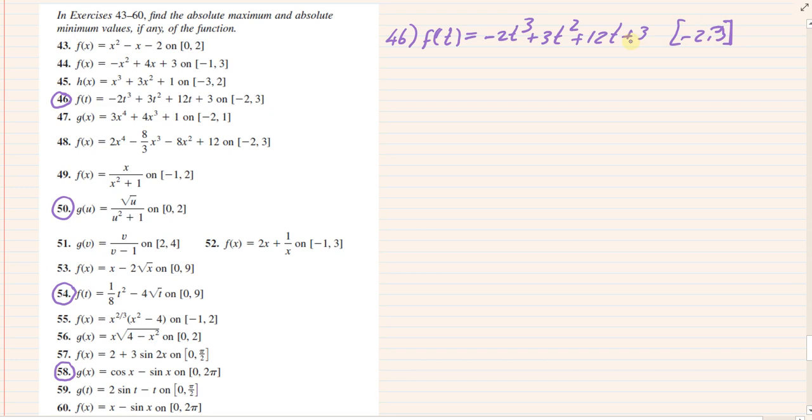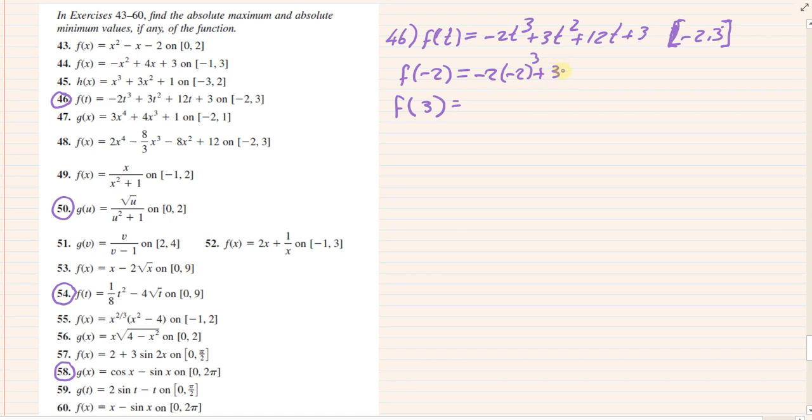Okay, so let's actually do this, just so this is a good practice to do. Anytime you're given a closed interval, right away do your endpoints. Do f at negative 2 and do f at 3, so you don't forget it in the end. I usually do that. Now f at negative 2, you plug in negative 2 for t.